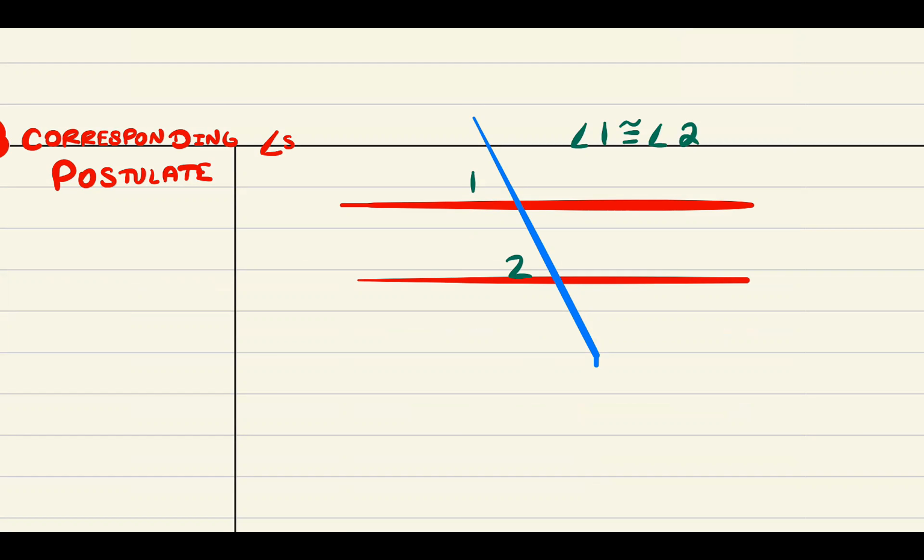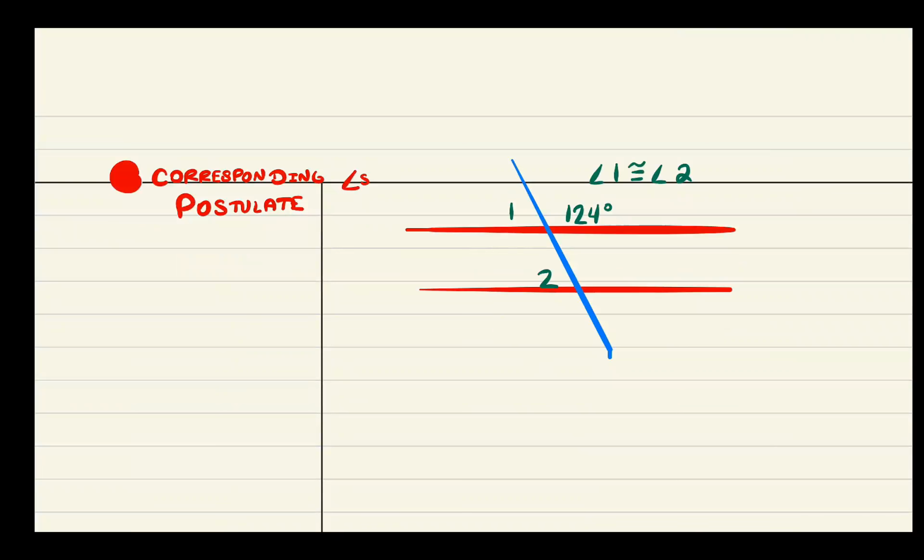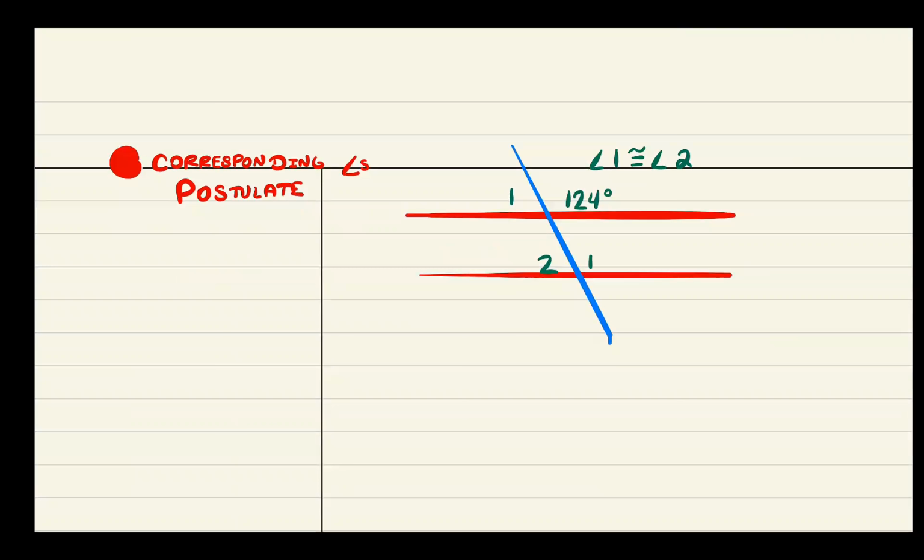So that was our first one, the corresponding angles postulate. And what does it mean for angles to be congruent? Equal. Our angles are equal. So if I had to put a number to it, let's say 124, its corresponding angle would also have to be what? 124. Probably didn't do an effective enough job of that yesterday, so let's reiterate it.